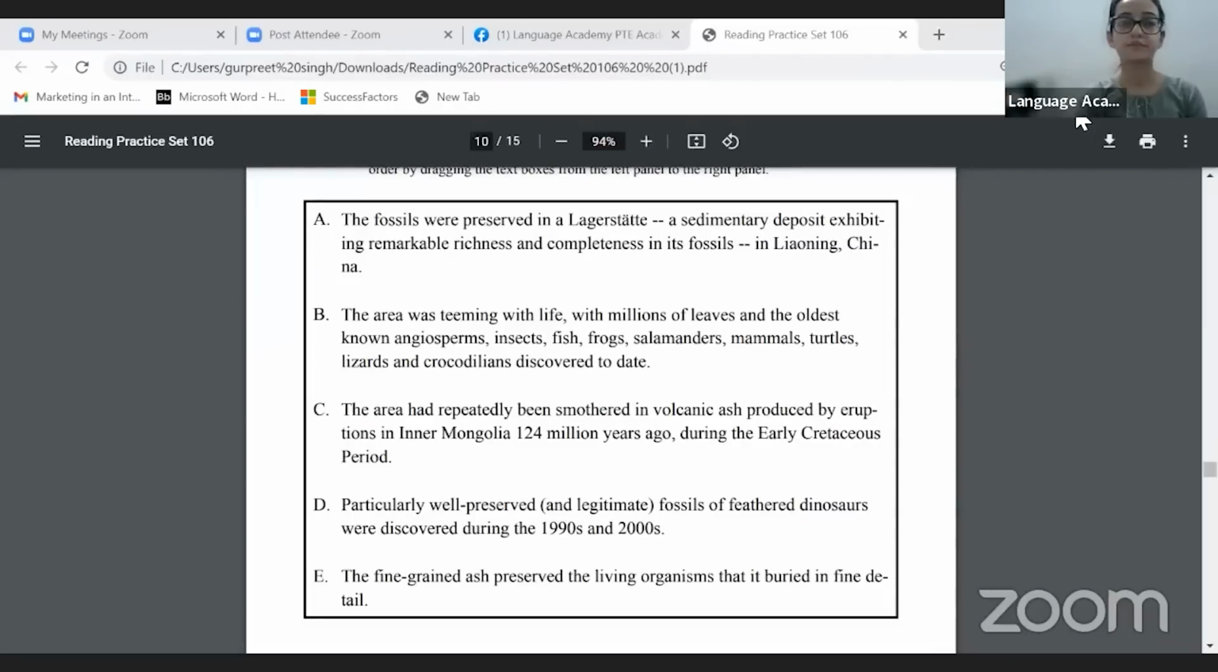Okay, well done. Not all of you, well done. So what is the first sentence? Those who are writing first as the first sentence, the fossils were preserved. Whose fossils are you preserving?